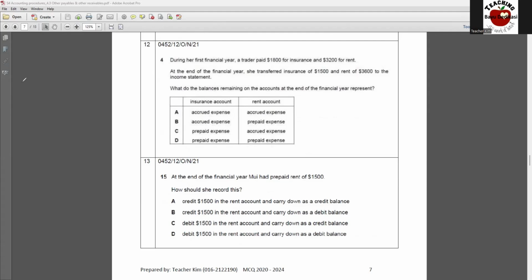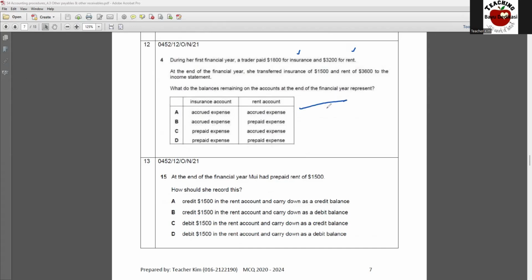Question 12. During her first financial year, a trader paid 1,008 for insurance and 3,200 for the rent. Both are expenses. At the end of the year, she transferred insurance 1,005 and the rent to the income statement. What does the balance remaining on the account at the end?